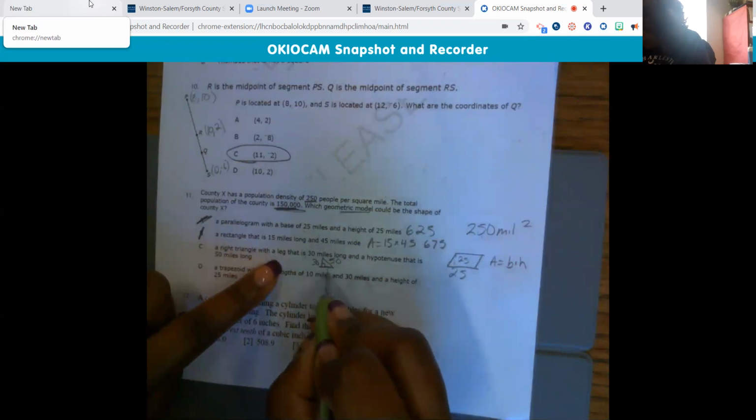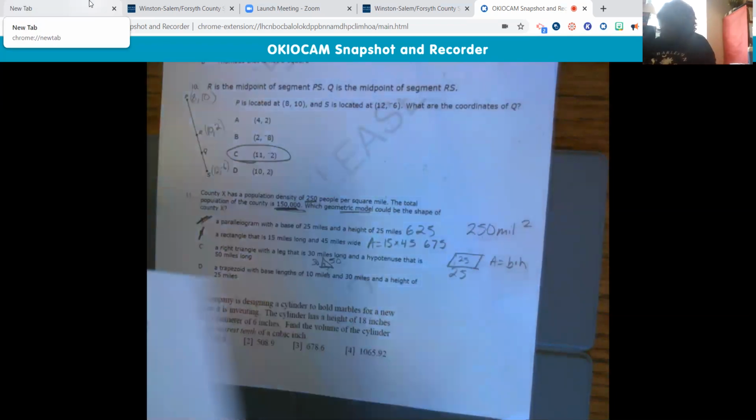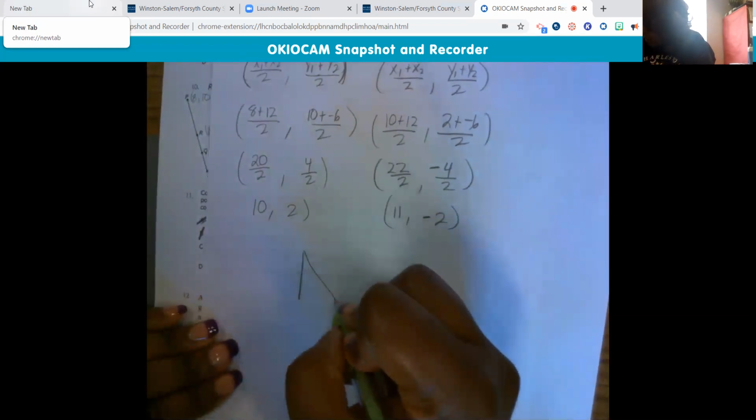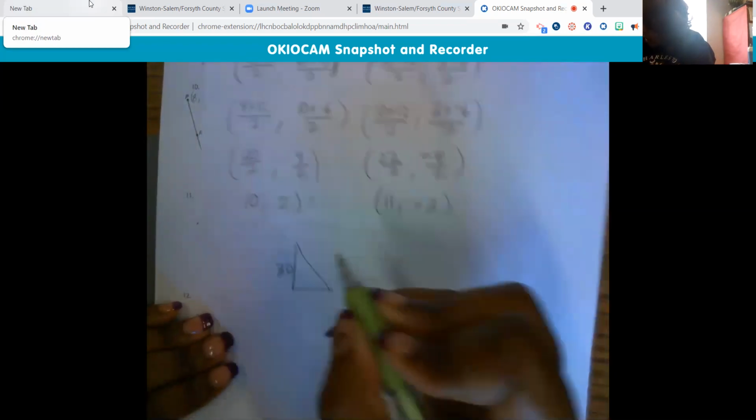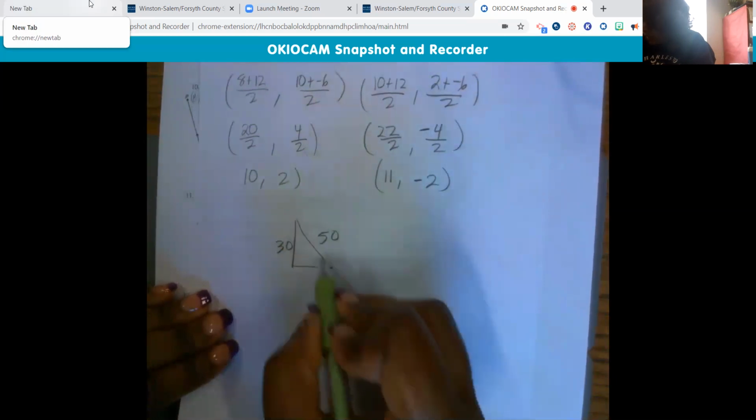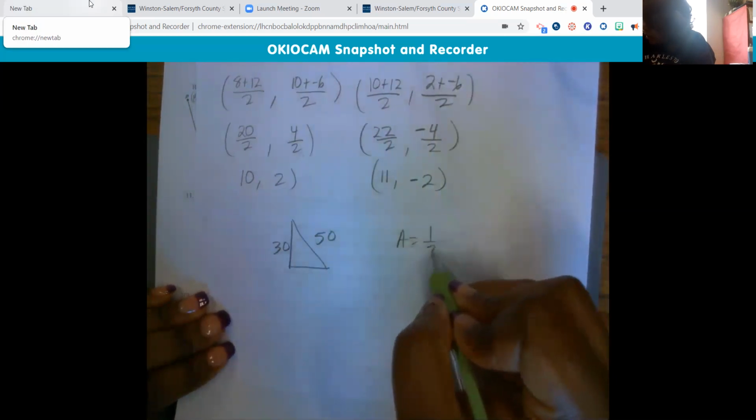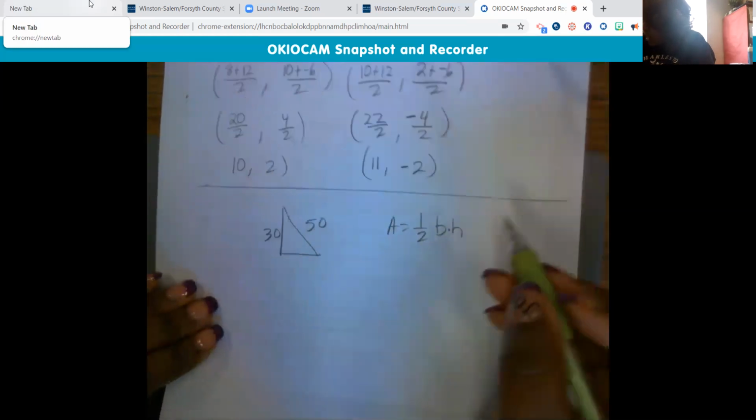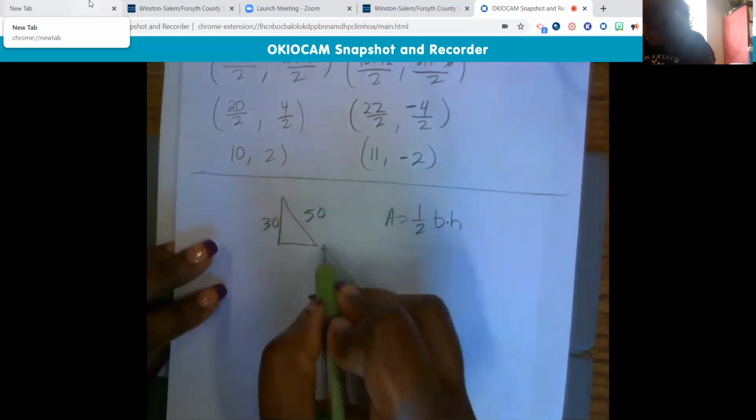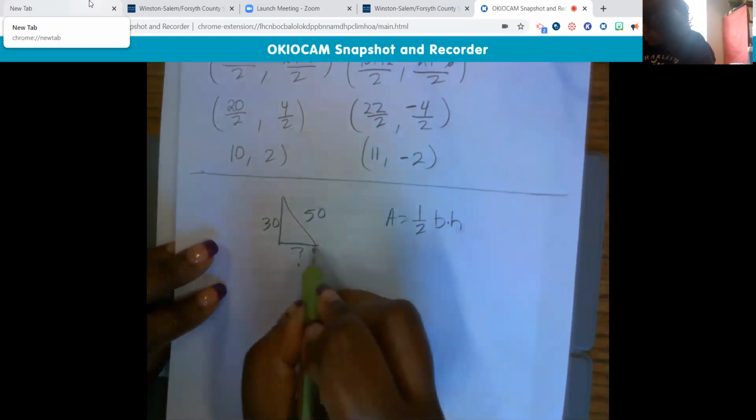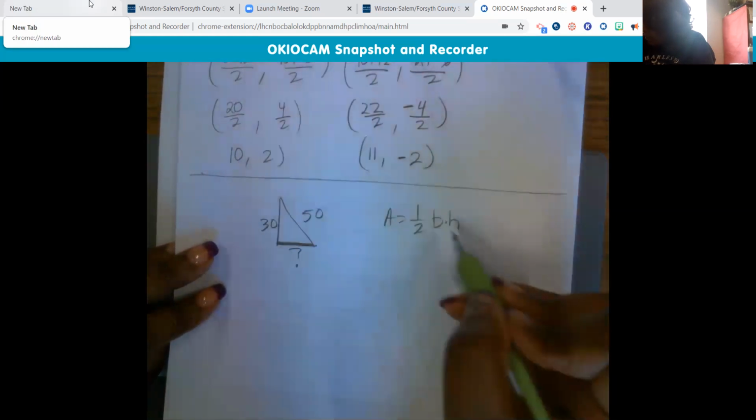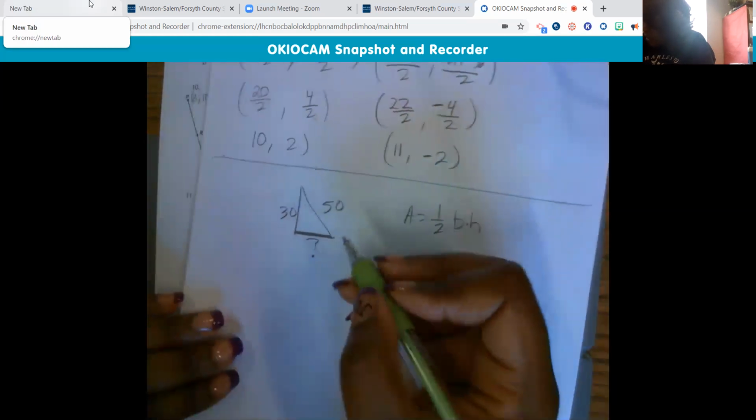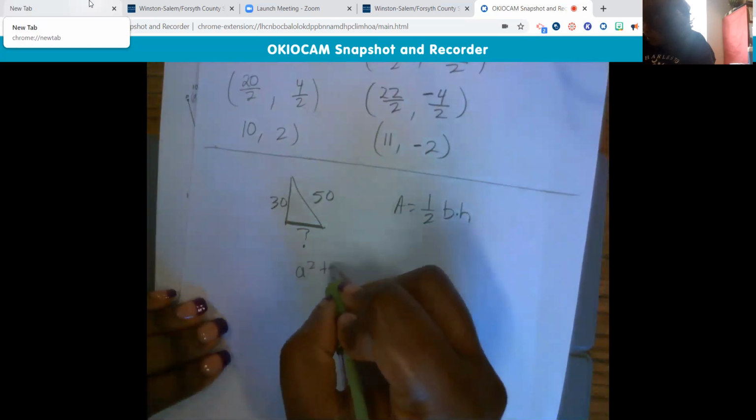I need to figure out what this side is. If my leg is 30 and my hypotenuse is 50, I don't need this to tell me the area, one-half base times height. Move this over. I need to know what this is because this is the base. I have the height of 30, but now I need the base. So I'm going to use the Pythagorean theorem to figure that out.